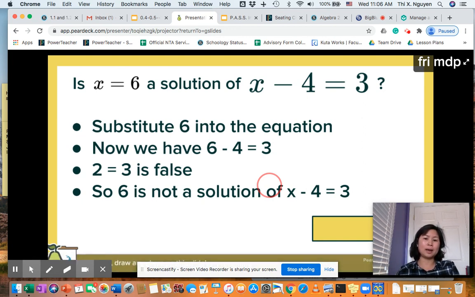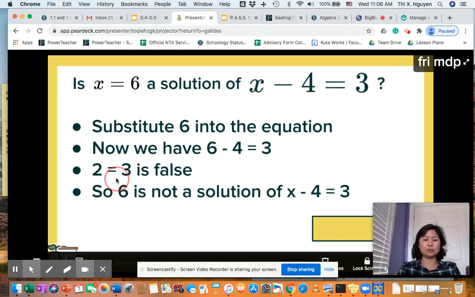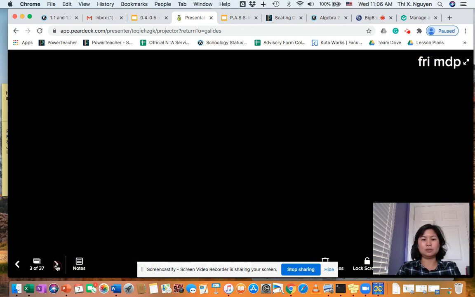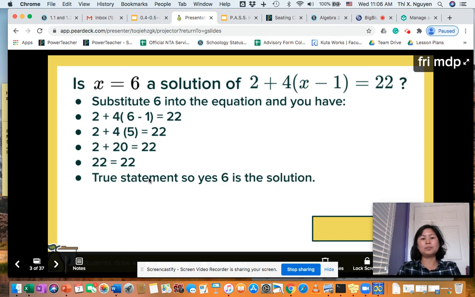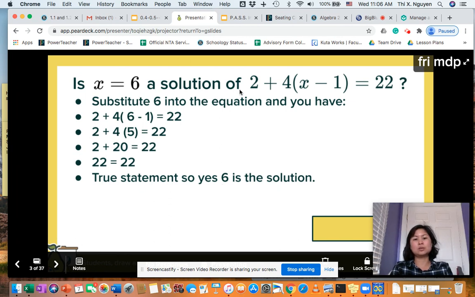We plug the values into the equation and test it out, simplify everything, and then we compare the final answer. Okay, let's try the next one. Same thing, I put the step in for you. Is 6 the solution of this problem? Well, let's look over here. I have 2 plus 4, parenthesis, x minus 1. So I'm taking this 6 and plugging it into the x value right here.